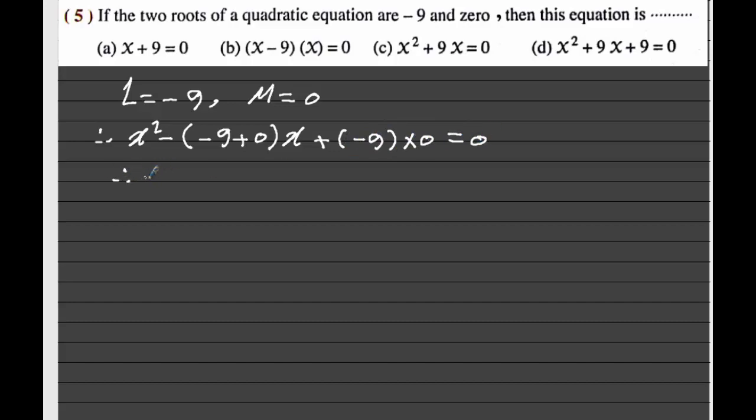So x squared plus 9x equals 0. So I'll take x as a common factor here. It will be x multiplied by (x plus 9) equals 0. Now where is the solution? The solution here is in letter C, as x squared plus 9x equals 0. So here we have the solution.